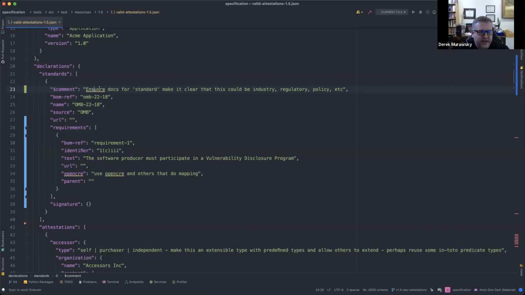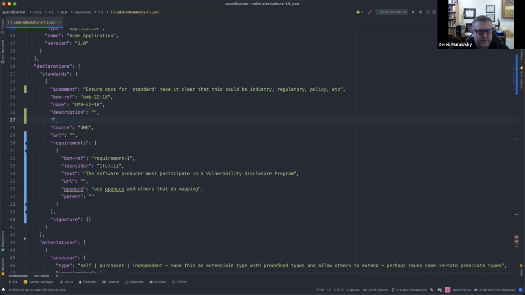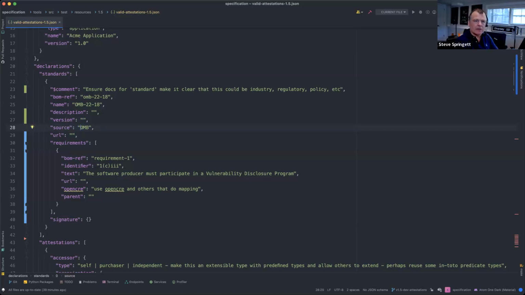And then looking at this, something I always like to have that's missing is a description for the standard. Usually having that in there is a good field. And then what's the difference between source and URL? Oh yeah, good call on version. Like ASVS, for example, has different versions of the standard, right? PCI DSS, same thing.